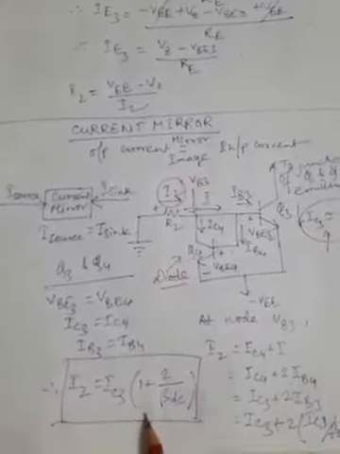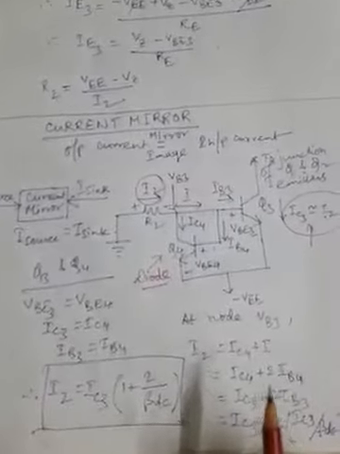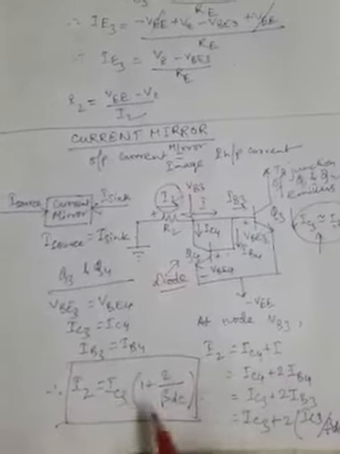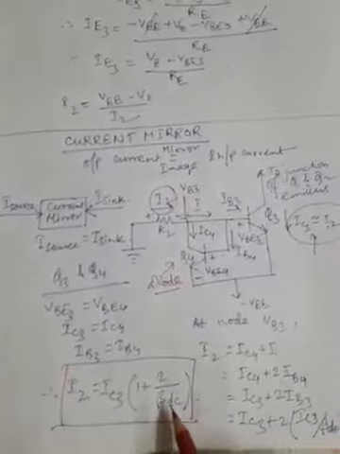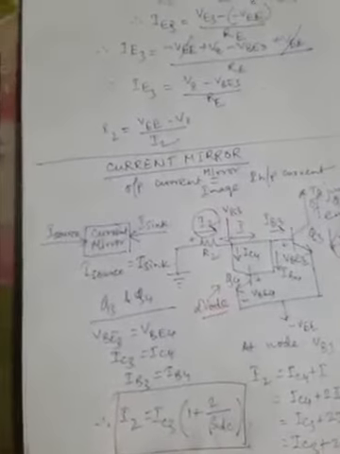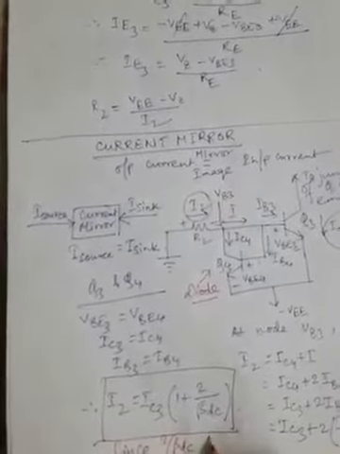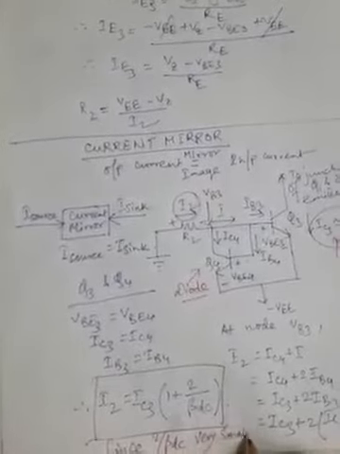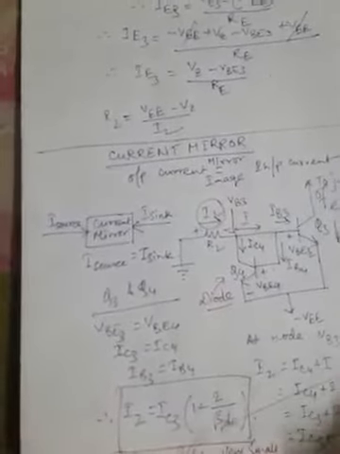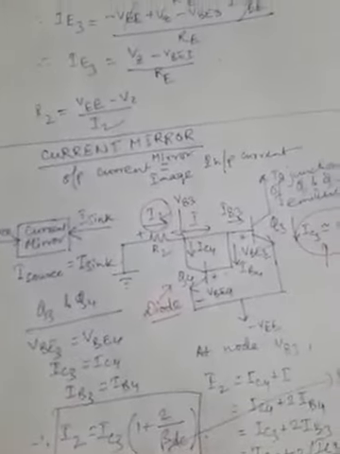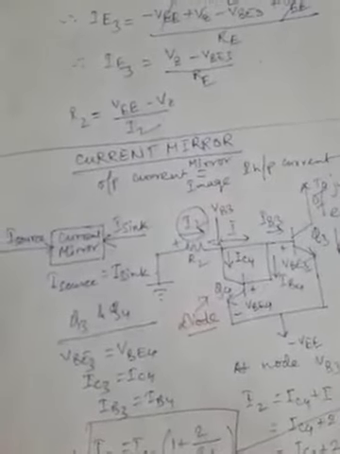Generally if we analyze this equation, beta DC is large enough, as we know that beta has a very large value. So 2 by beta DC will be negligibly small. Since 2 by beta DC is very small, we can neglect it with respect to 1. So therefore from here we can write I2 is approximately equal to IC3.